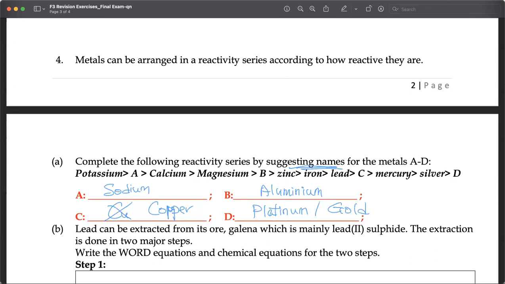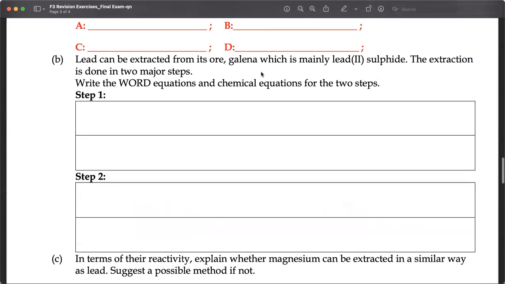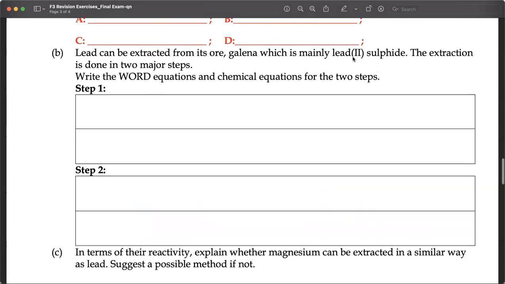This is part A. Part B. Lead can be extracted from its ore, galena, which is mainly lead(II) sulfide. The extraction is done in two major steps. Write the word equations and chemical equations for these two steps. So the first one is the lead(II) sulfide. We start with lead(II) sulfide, and then when we heat it, it will become one thing. So that should be containing lead.